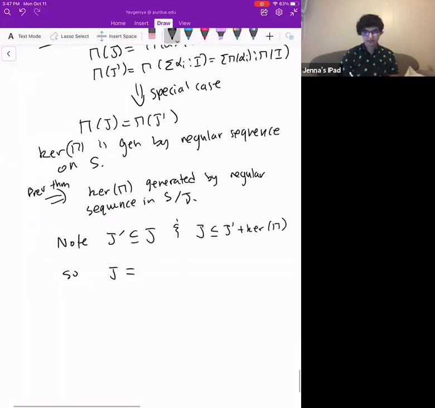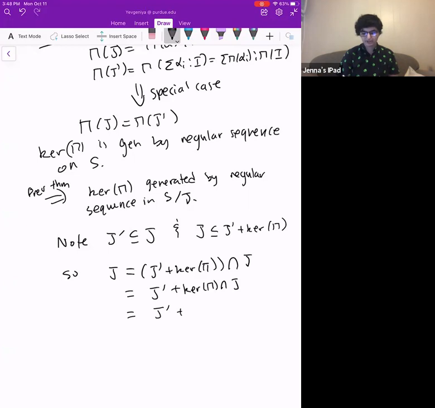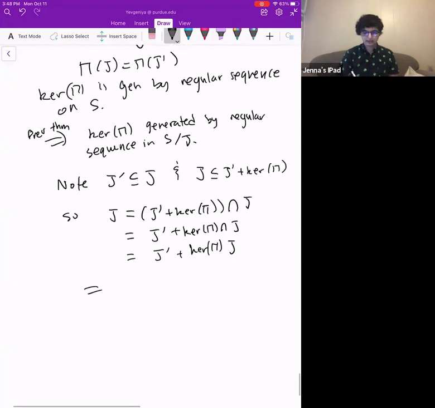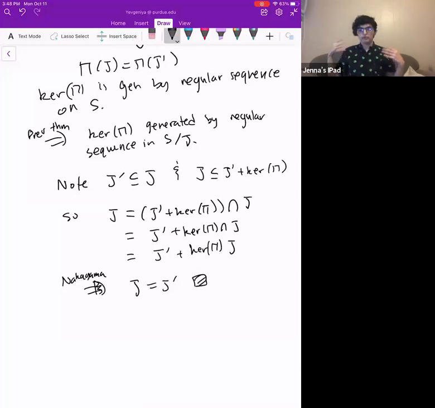So J is actually equal to J prime plus the kernel of pi intersected with J, which tells us that it's equal to J prime, because J intersected with J prime is just J prime, plus the kernel of pi intersected with J. And since the kernel of pi is generated by a regular sequence in S mod J, we get that J is equal to J prime plus the kernel of pi times J. And then we can just apply Nakayama to get that J is equal to J prime. And we're done.